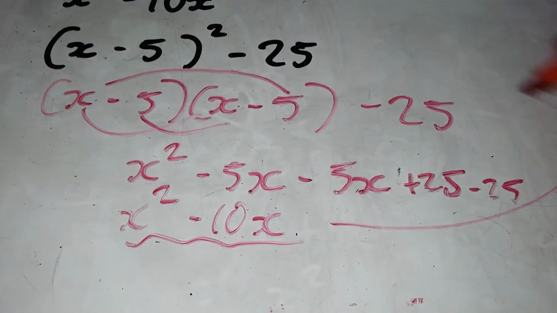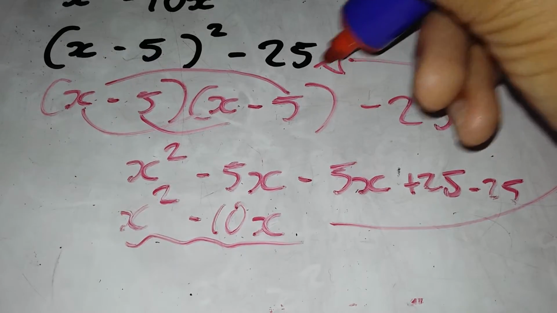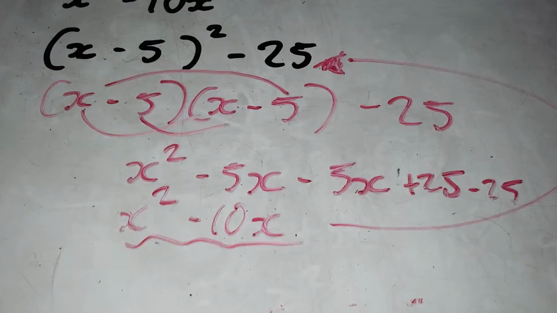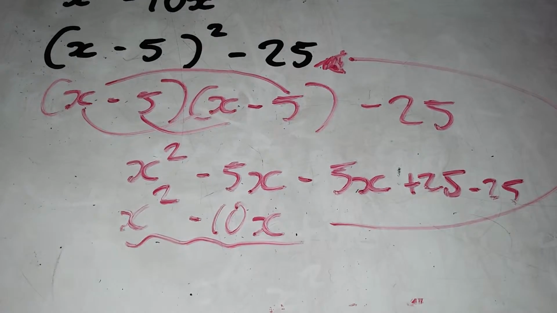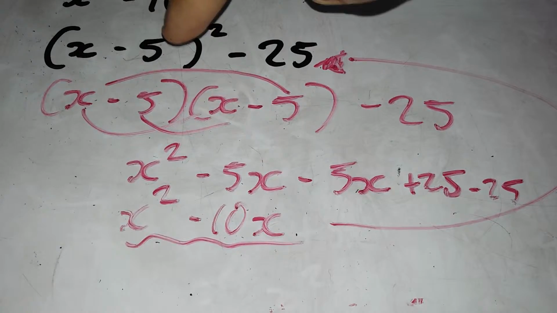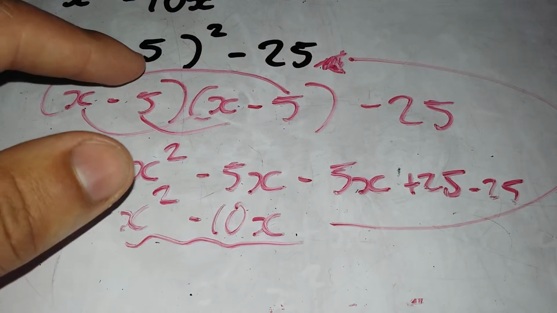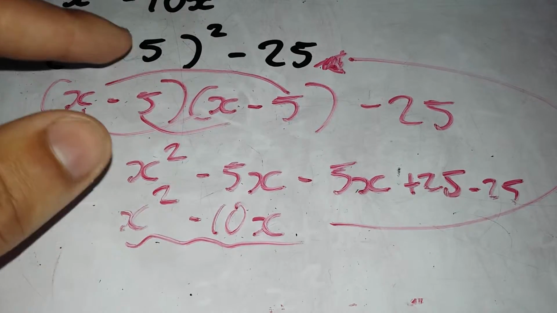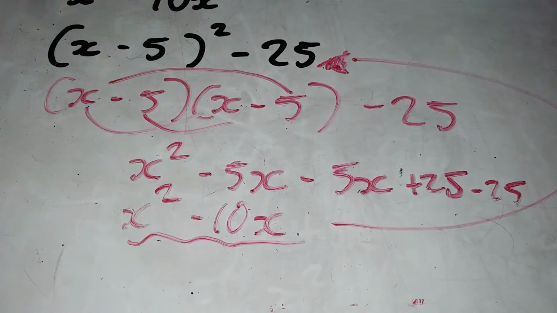So just note here that this number is negative. It's always going to be negative, because if you look inside your bracket, if it was a plus 5, 5 squared is 25, but also negative 5 squared is 25 too. So this number on the outside of the bracket after you complete the square is always going to be negative.